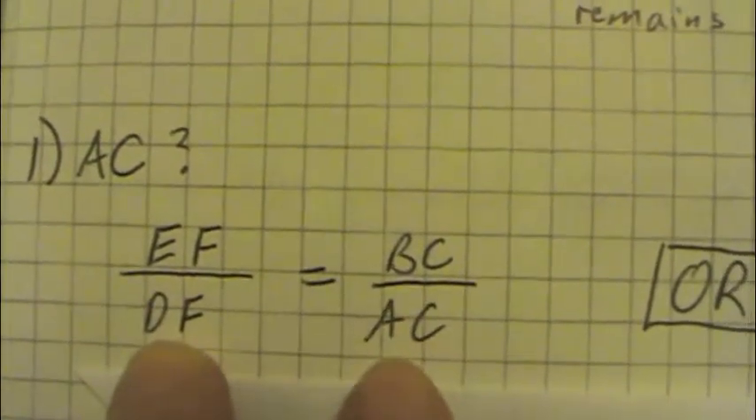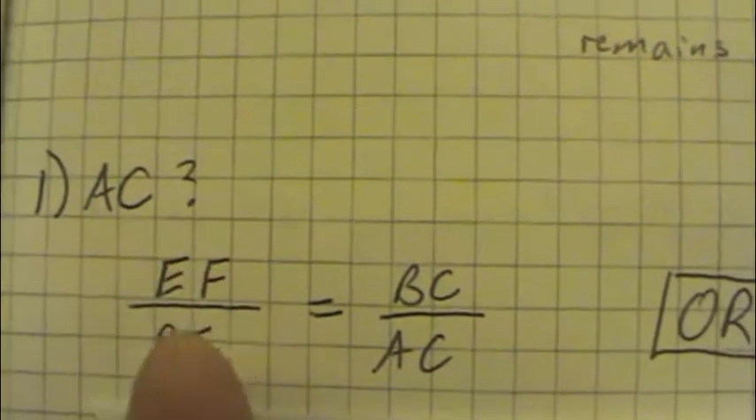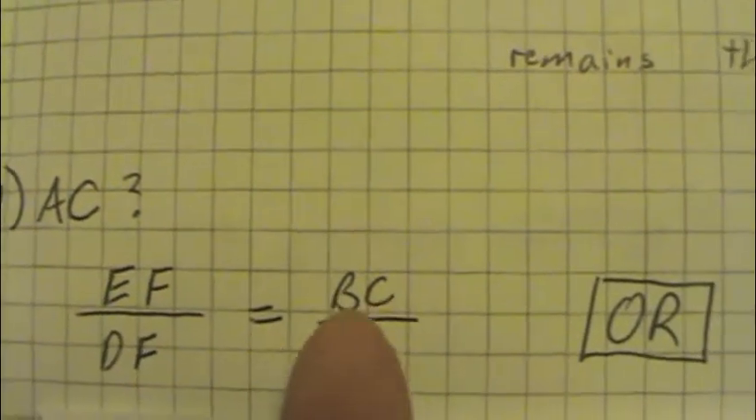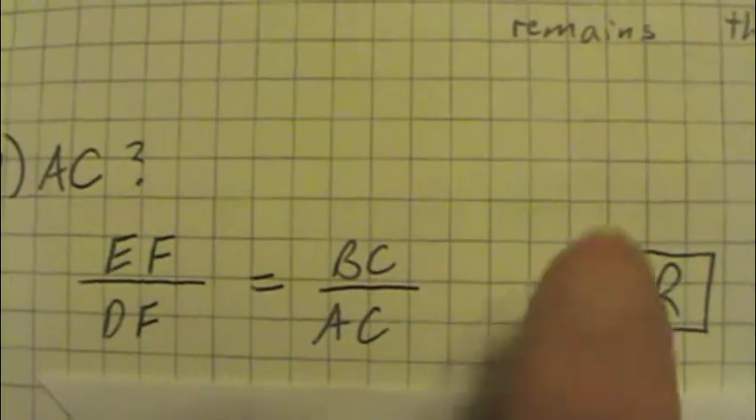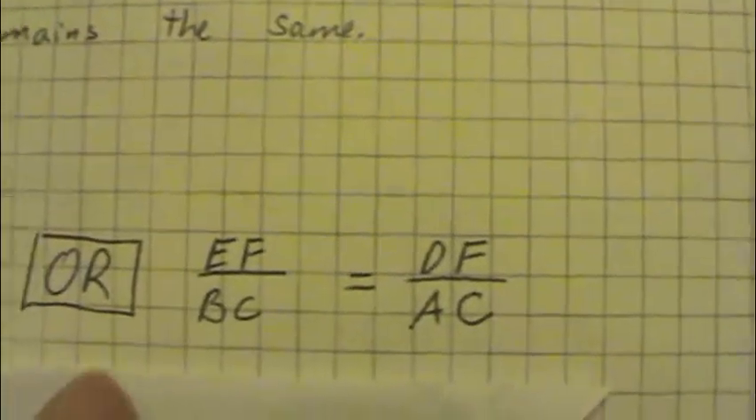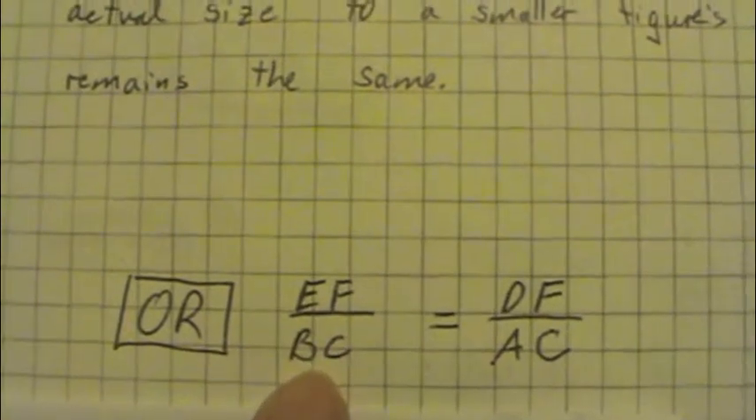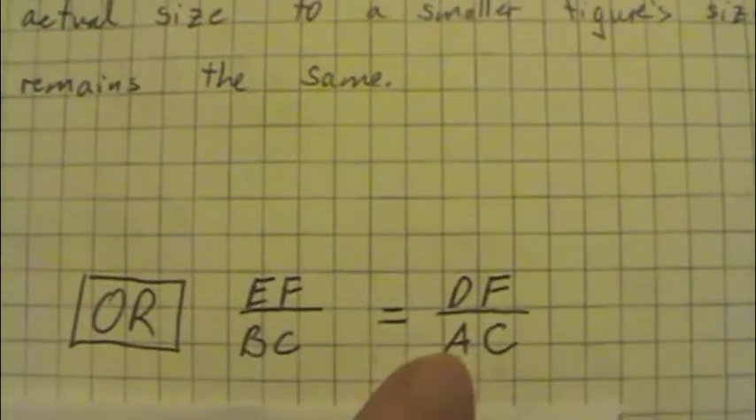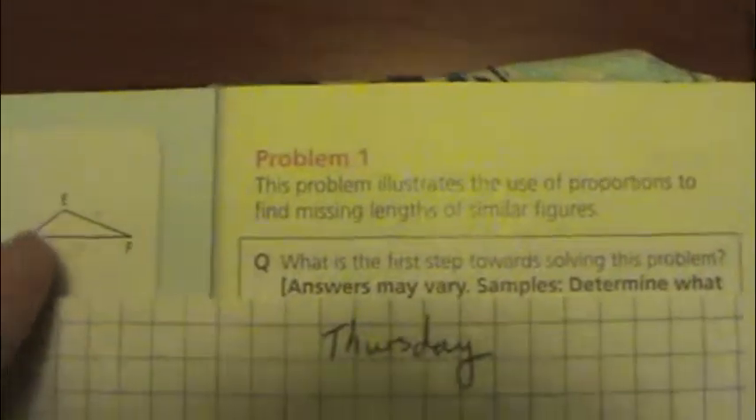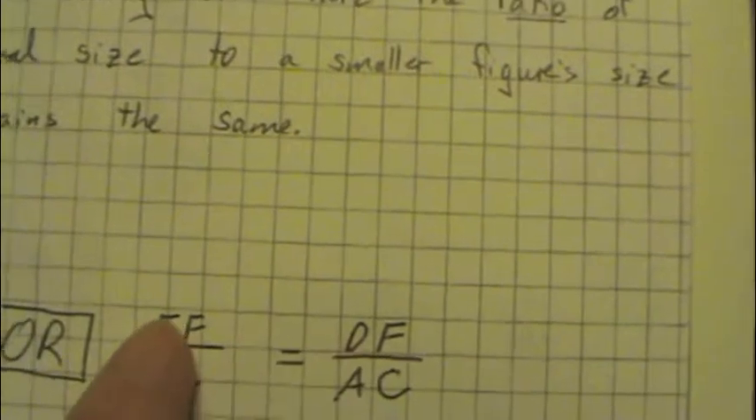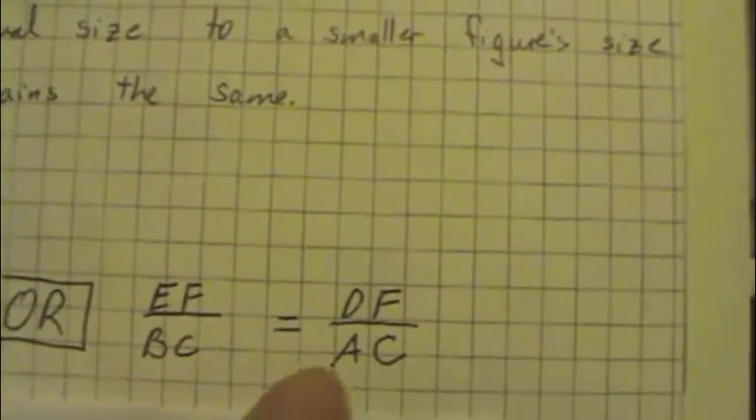One side and the similar side in denominators, and these come from the same triangle, and these come from the same triangle. As you might be able to tell by the word or here, there's another way you could do this. You could set up EF over BC equals DF over AC. So that would be this side over its similar side equals DF, the bottom, over the similar side. So on this one, I did same triangle as numerators, same triangle as denominators.